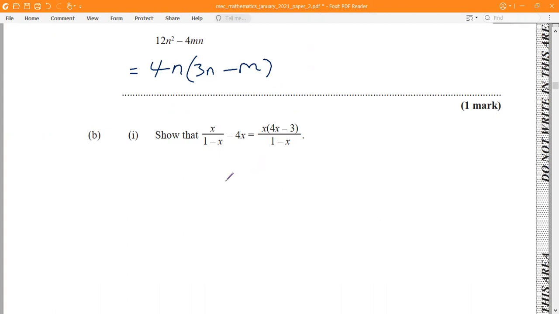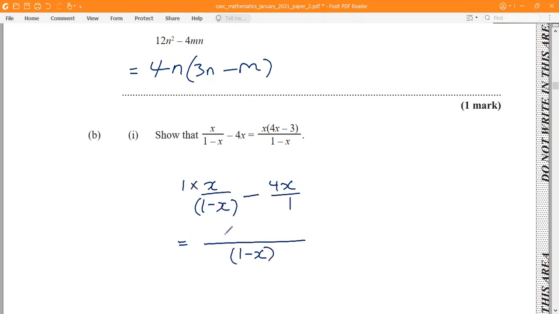Part B, show that the expression on the left-hand side is equal to the expression on the right-hand side. So what we do is we write 4x over 1, and we find the LCM of 1 minus x and 1, which is 1 minus x. And now 1 minus x into 1 minus x is 1, times x is x. Bring down our subtraction sign. 1 into 1 minus x is 1 minus x, times 4x, which is 4x times (1 minus x).